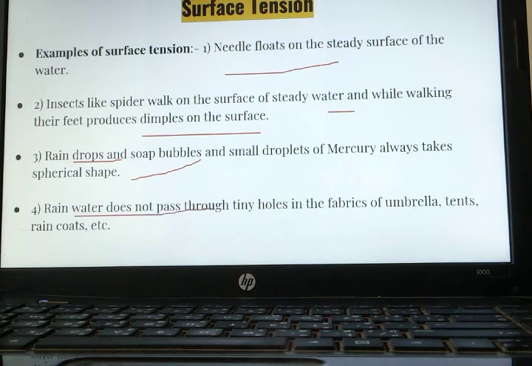Raindrops do not pass through the tiny holes in the fabric of an umbrella. You might have noticed that whenever we use an umbrella, raindrops are not able to penetrate it. It is due to surface tension only.